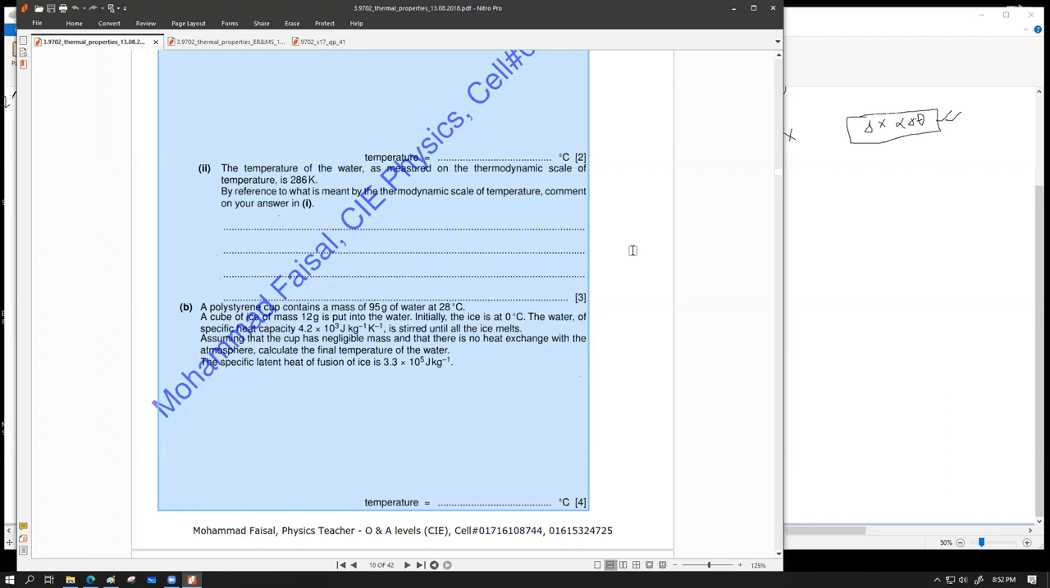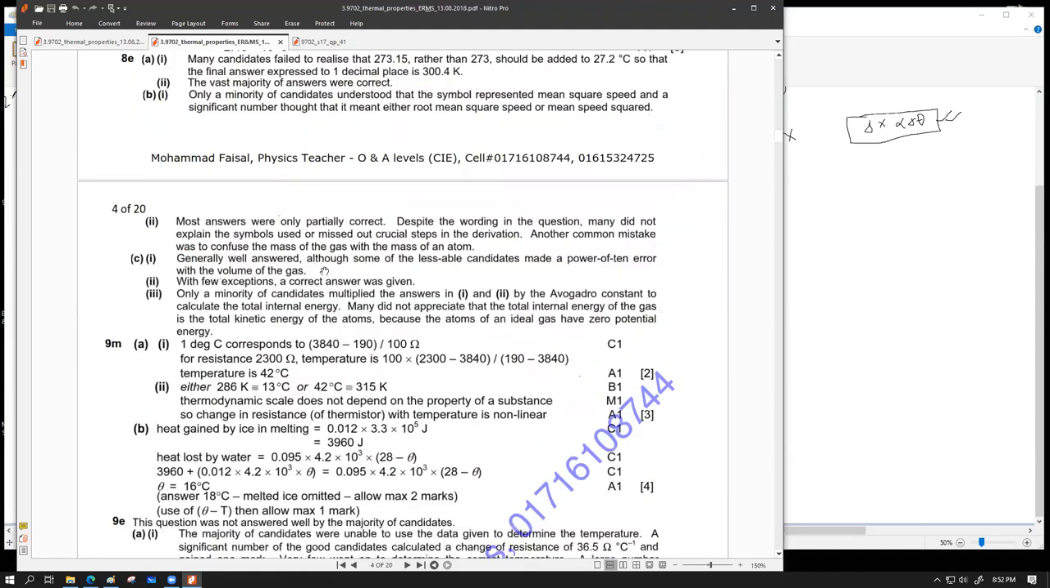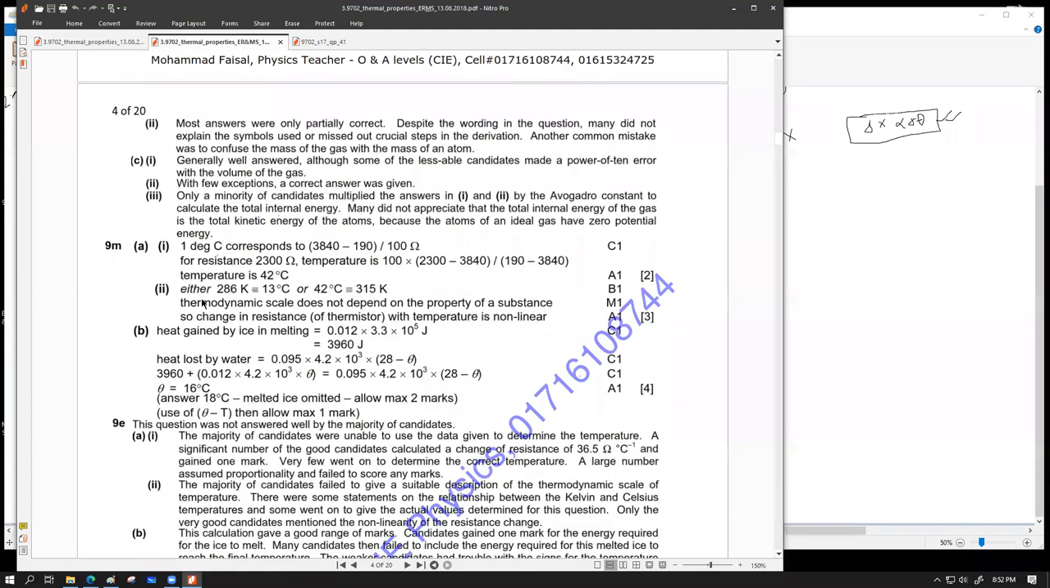So other than beating around the bush, I'm going to look at the mark scheme and try to explain it to you. What we have in the mark scheme in front of question number 9 says either 286 Kelvin is equivalent to 13 degrees Celsius, or 42 degrees Celsius is equivalent to 315 Kelvin. And it says the thermodynamic scale does not depend on the property of a substance, so change in resistance with temperature is nonlinear. This is an important bit of information.